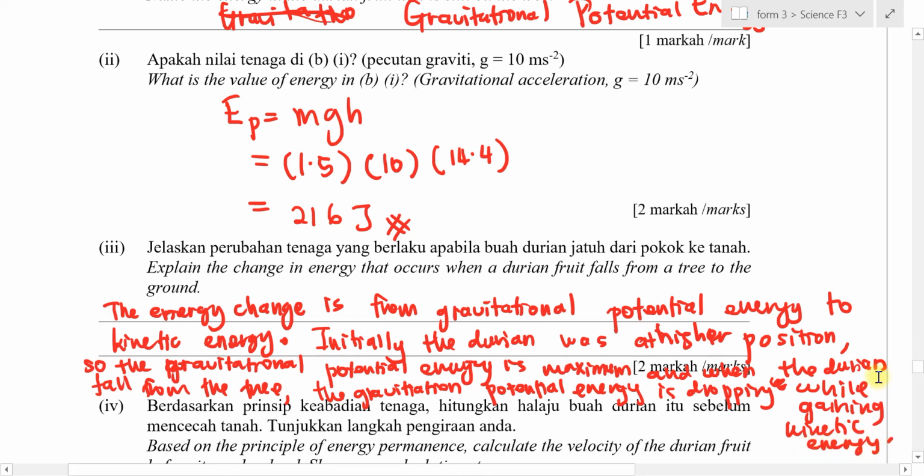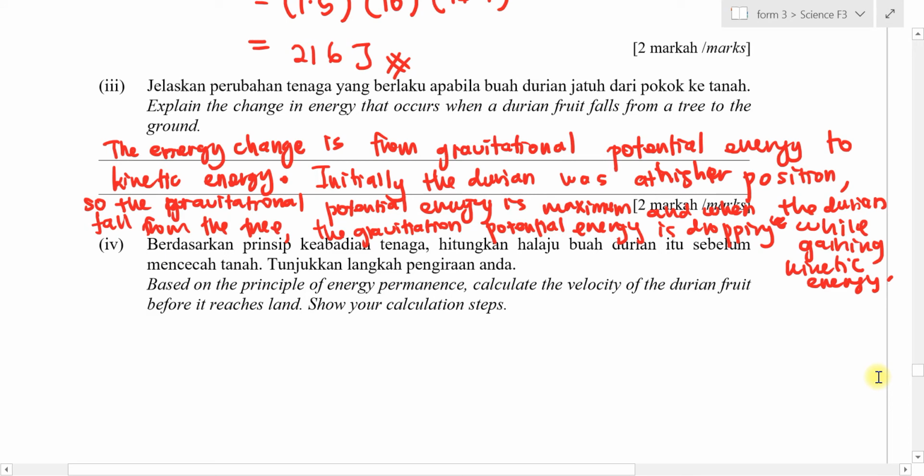While gaining kinetic energy. But in the exam, I assume that they will ask you what the changes are only. They will never ask you to explain things like this. Anyway, it's a good exercise as well. Initially, the durian was at a higher position, so gravitational potential energy is maximum. And when the durian falls from the tree, the gravitational potential is dropping while gaining kinetic energy. That's why it is converted from gravitational potential energy into kinetic energy.